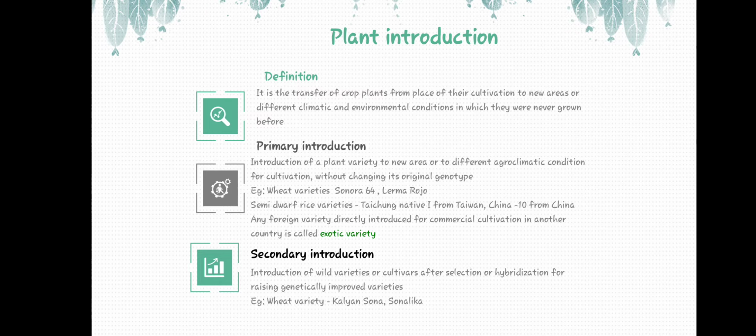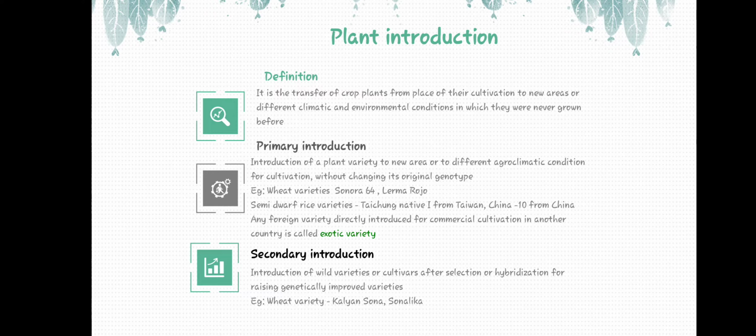So plant introduction is actually an ancient method of crop improvement, and now we are looking at it in a different view. That's it. So it is nothing new to us. It is an old method, but we are just learning it as a new technology.